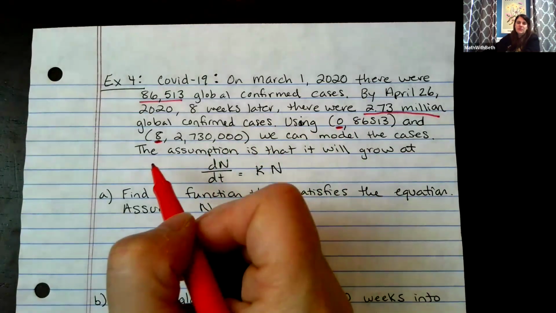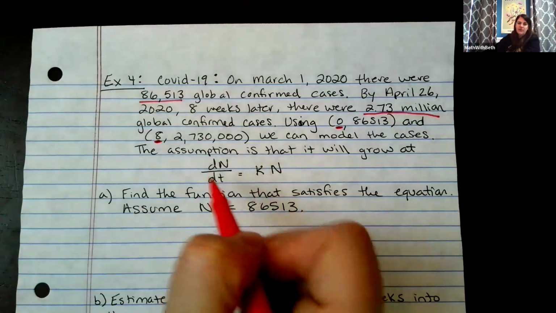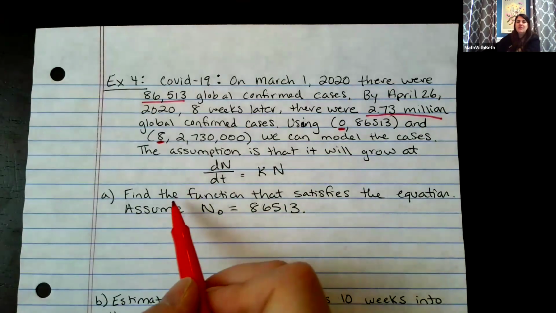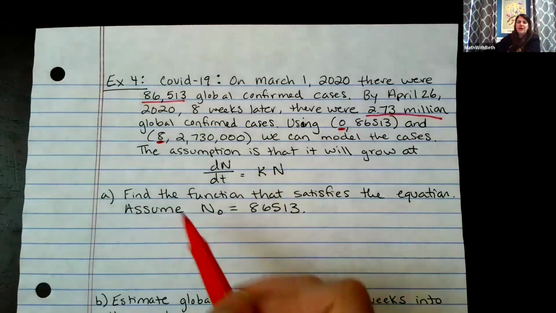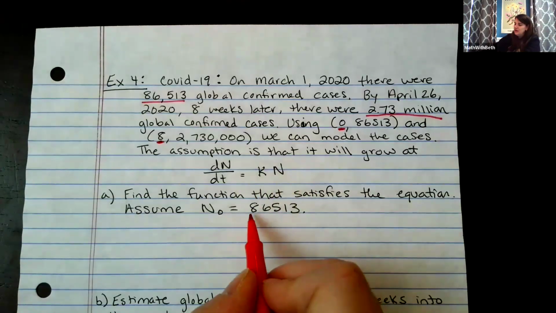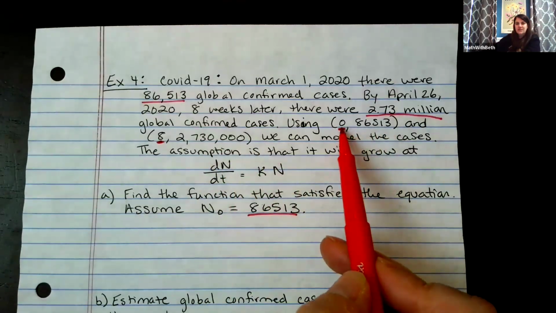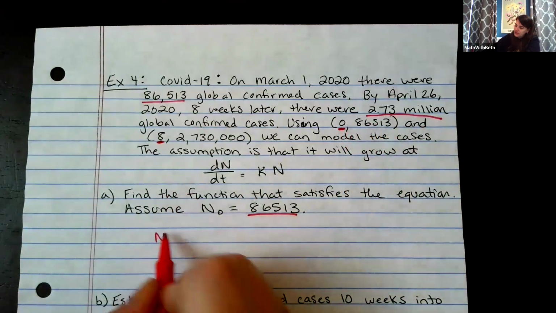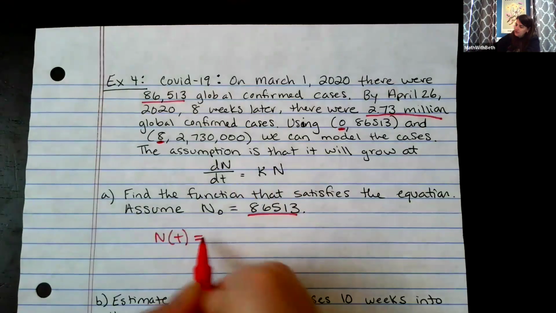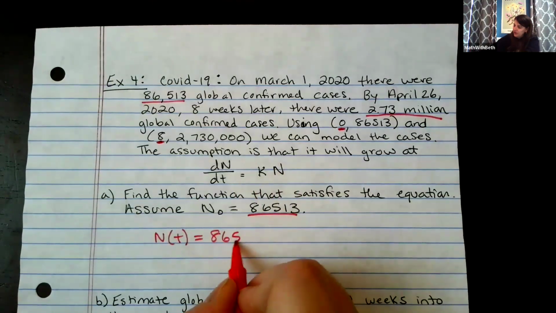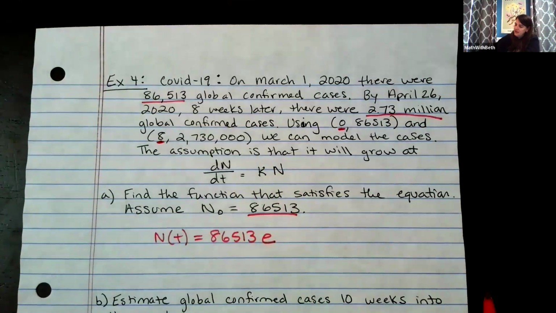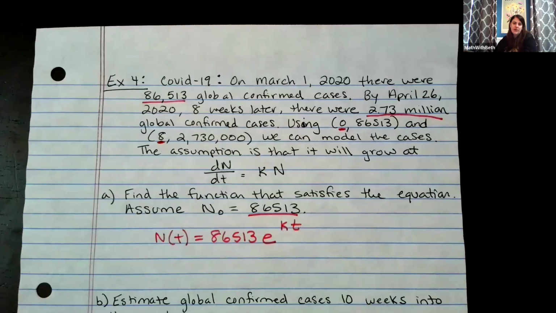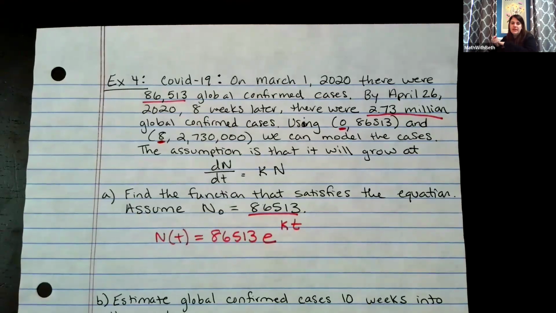We can model the cases with the assumption that it will grow at this rate, which means we're dealing with our typical equation. Find the function that satisfies the equation, assuming N0, the initial amount, is this, which we basically already know because of the fact that 0 gave us this, right? So our equation should be the initial amount, which we know, times e to the k, which we don't know, times t. So this is our equation, but we really need the k.